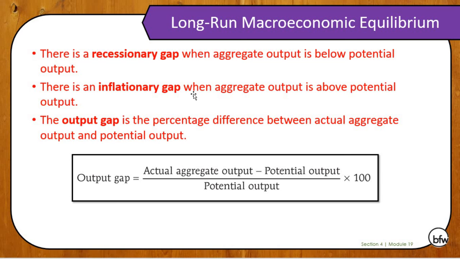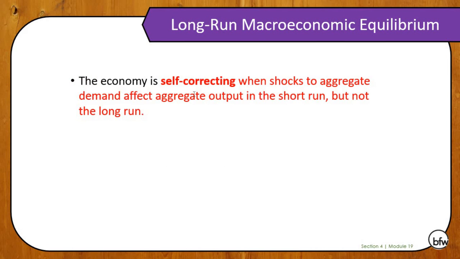Now, in long-run macroeconomic equilibrium, there is a recessionary gap when aggregate output is below potential output. There is an inflationary gap when aggregate output is above potential output. Now, the output gap is the percentage difference between actual aggregate output and potential output. Since the economy is self-correcting, shocks to aggregate demand affect output in the short run, but not the long run. Don't worry about that. I guess go ahead and write that in as self-correcting.